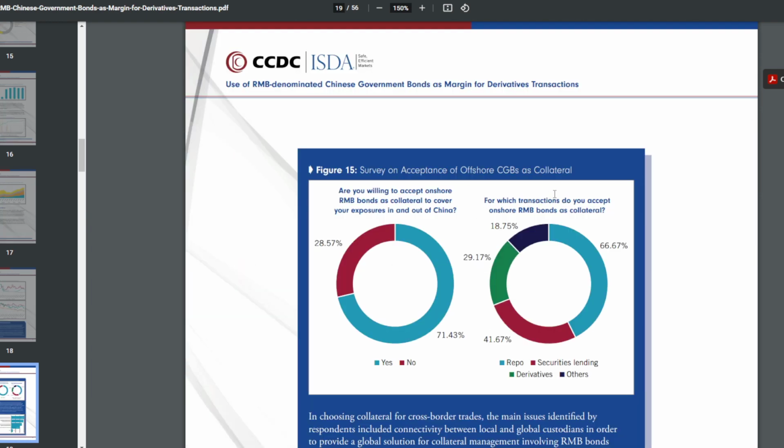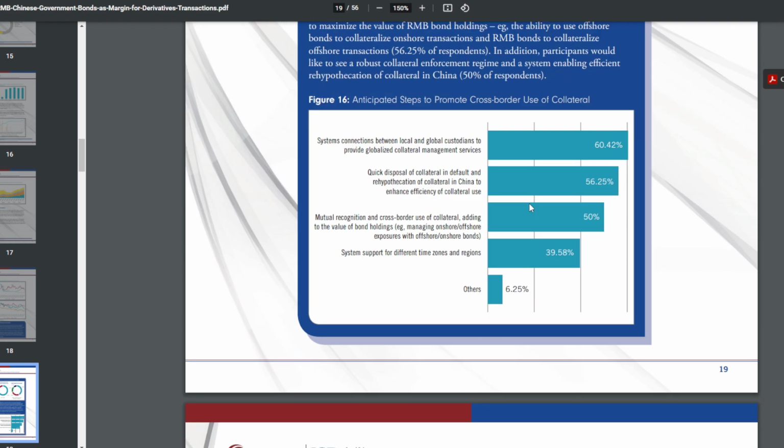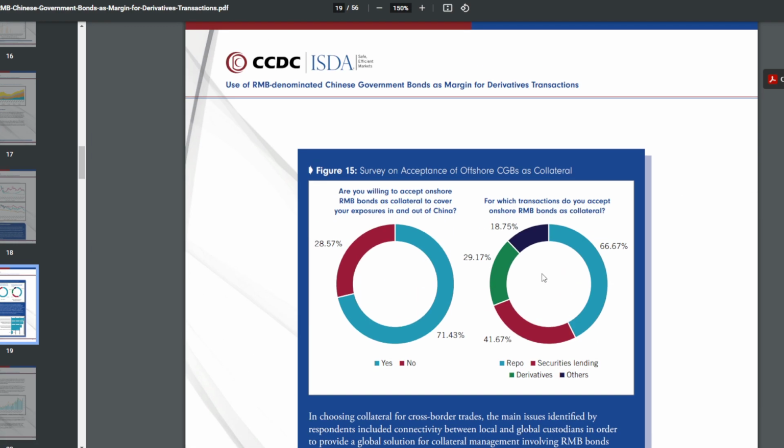So this is a survey that they did. Now, I'd be interested to know where the survey is coming from, but I imagine they went to people that are partners or colleagues that are currently using ISDA and the CCDC already. But it says, are you willing to accept onshore RMB bonds as collateral to cover your exposures in and out of China? 71% of the people that participated in the survey say yes, right? And for which transactions do you accept onshore RMB bonds as collateral? So if people were making trades on securities lending, derivatives, repo, or other, they are saying, yes, we'd be willing to do that.